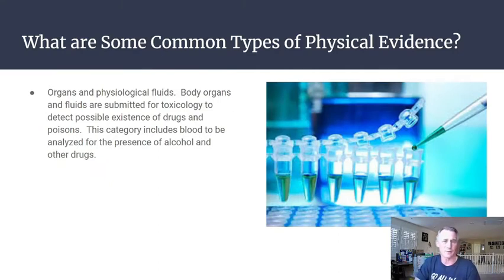Organs and physiological fluids. If you have a body, then the body organs or fluids are usually submitted for toxicology. Usually they do an autopsy if it's a suspicious death, and they could use any information that they get during the autopsy to help solve what's going on or what happened to that person.